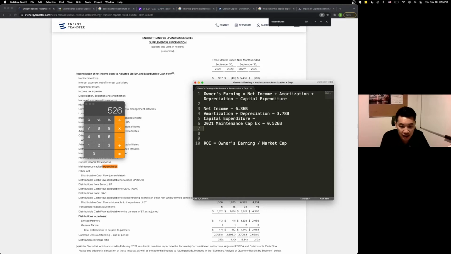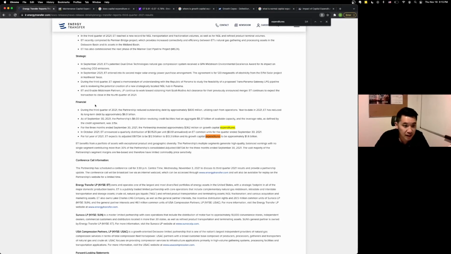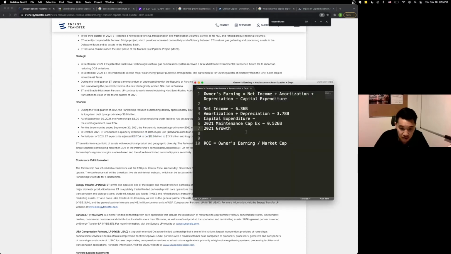Now let's take a look at the growth. Here in the financial statement, it says for the full year of 2021, ET expects its adjusted EBITDA to be 12.9 billion to 13.3 billion, and its growth capital expenditure to be approximately 1.6 billion. So let's note that, 1.6 billion.